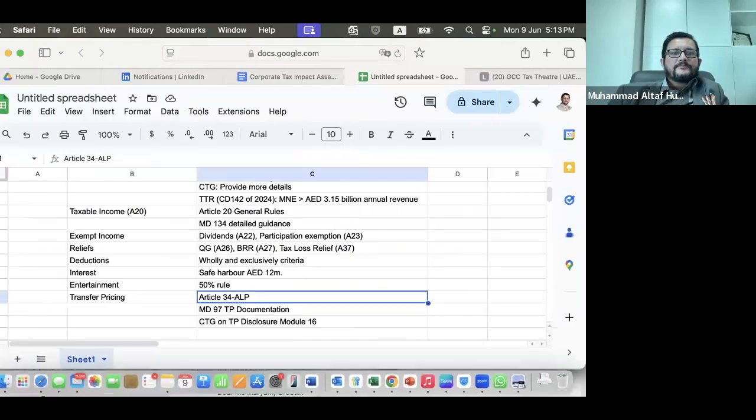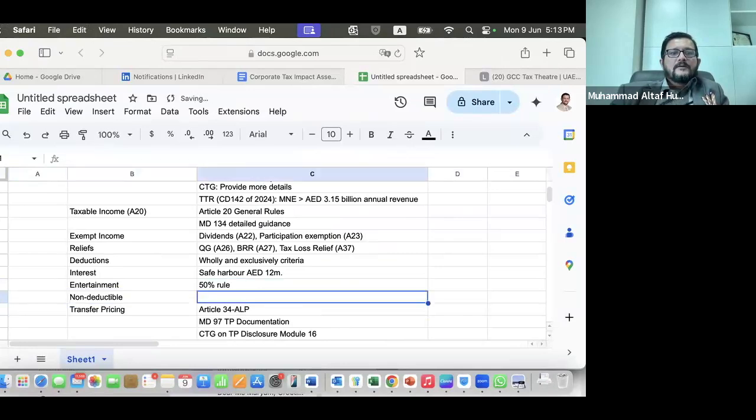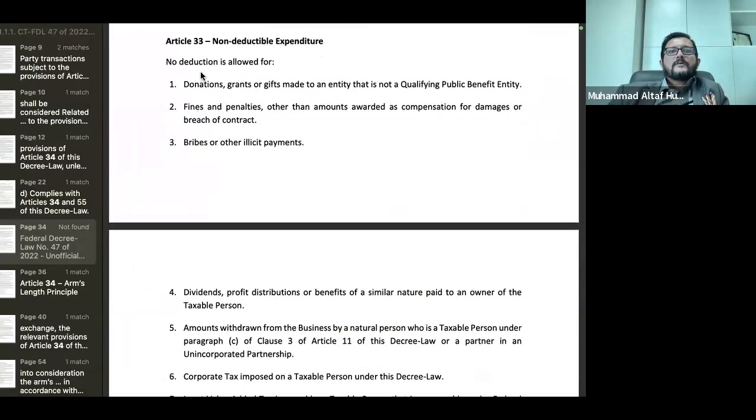Non-deductible. Also an interesting, important article. No deduction is allowed for donations, grants, etc., other than to qualifying public benefit entities. You should read this article. They are those entities which are listed in a cabinet decision. Qualifying public benefit entities are listed there. So if you have given donations to a qualifying public benefit entity, only then will you get the deduction.